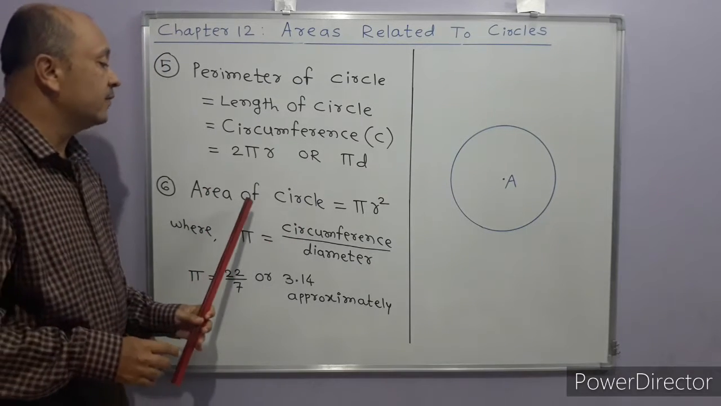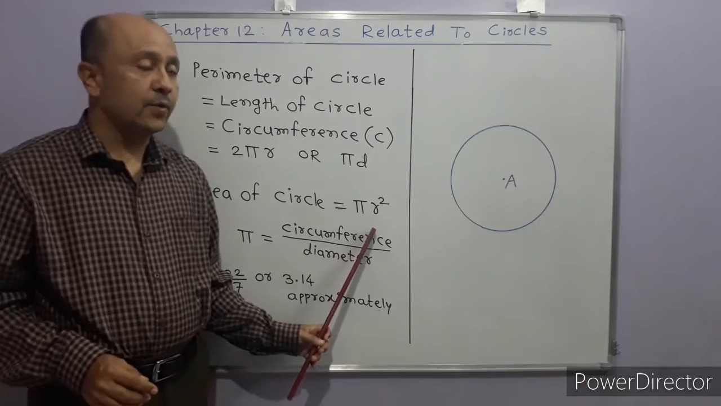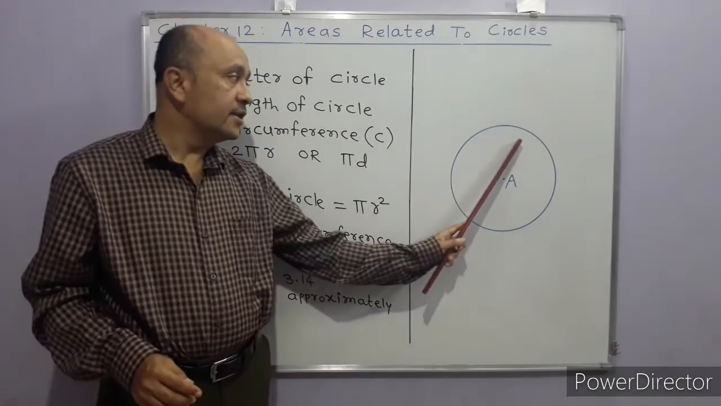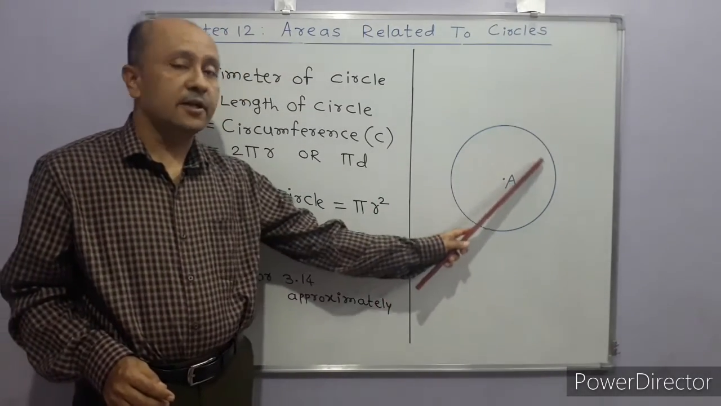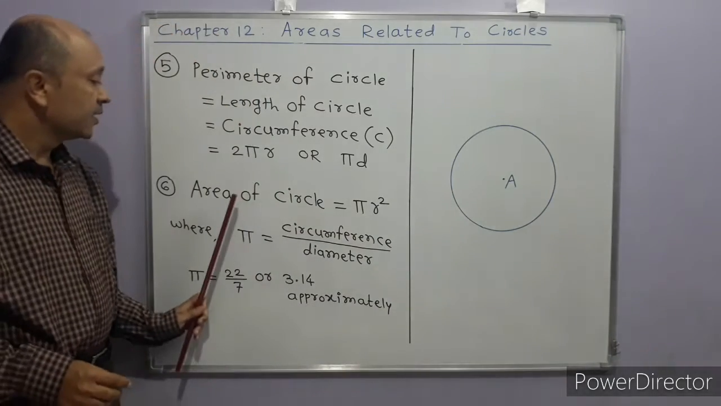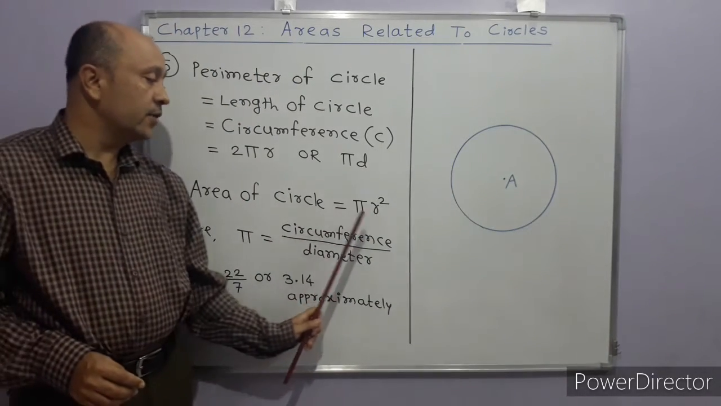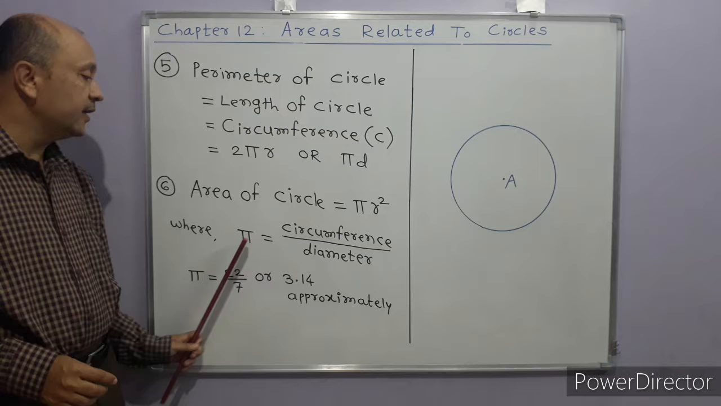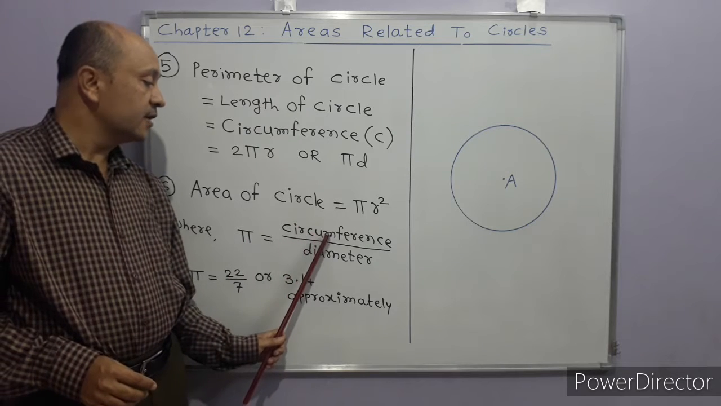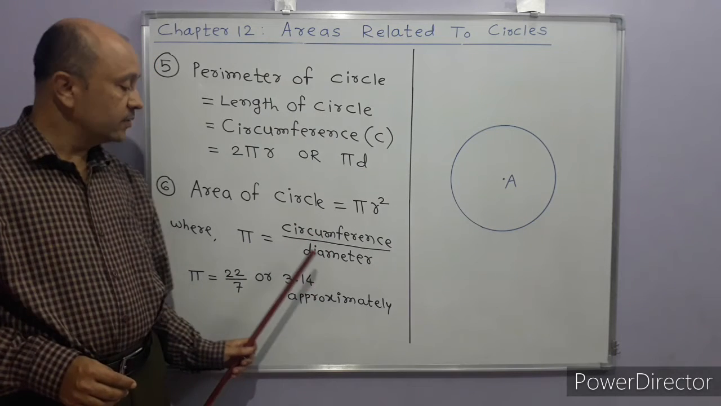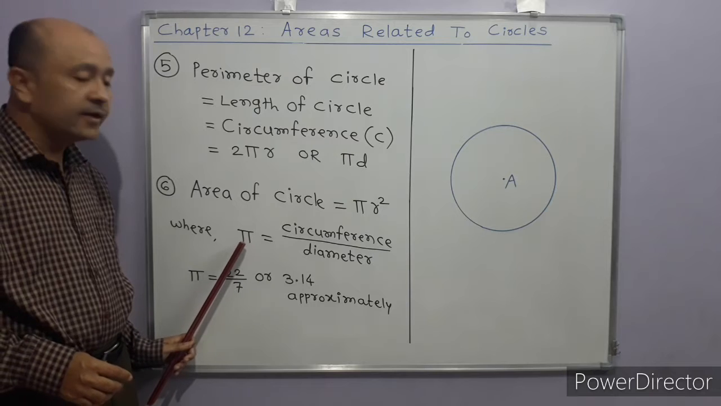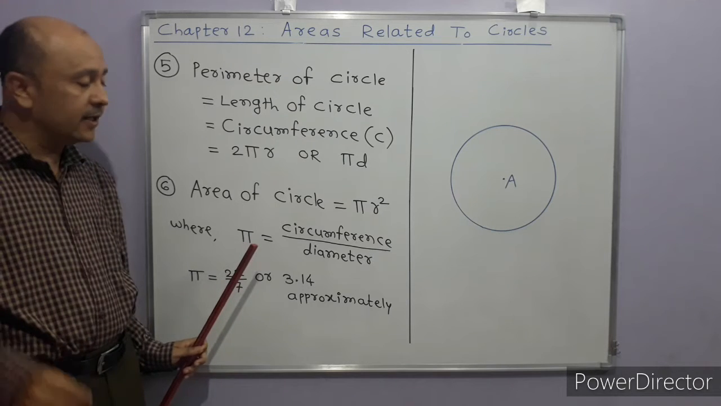The area of a circle, the formula we know, students, is pi r square. So area means to measure the space inside the circle. So the area of a circle is pi r square. So what is pi, students? Pi is nothing but circumference divided by diameter. So the meaning of pi is given. Pi is a Greek alphabet, pi is the spelling.